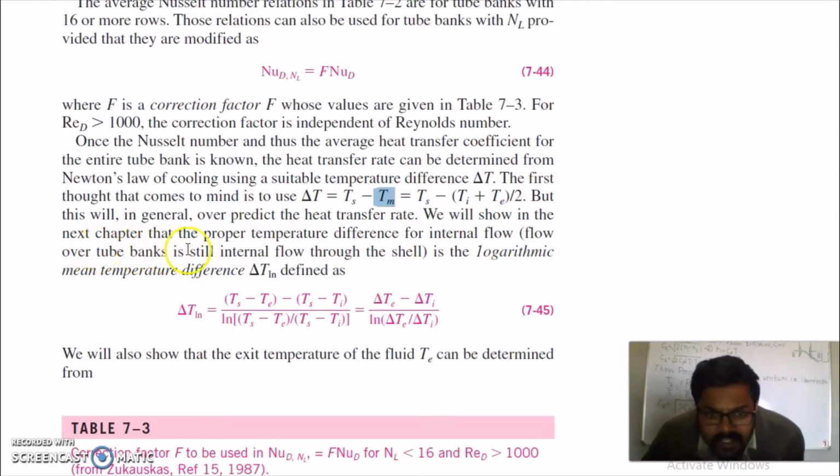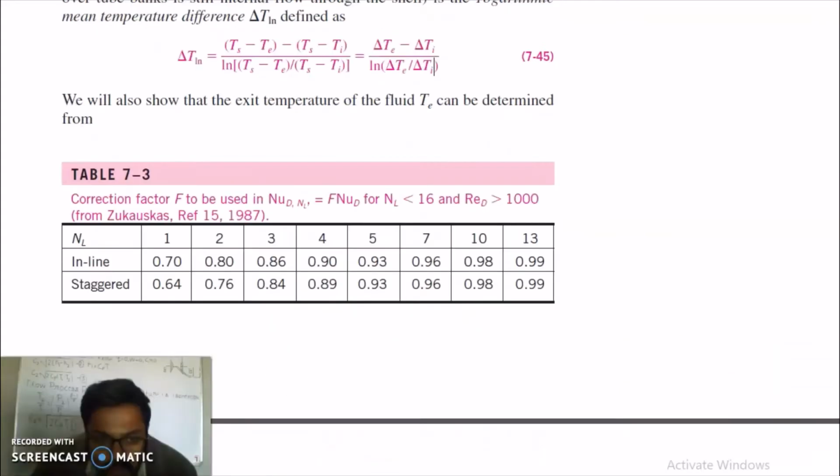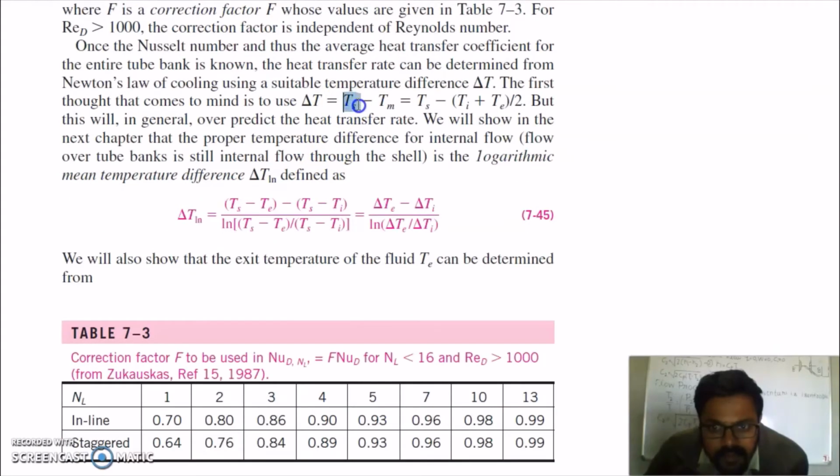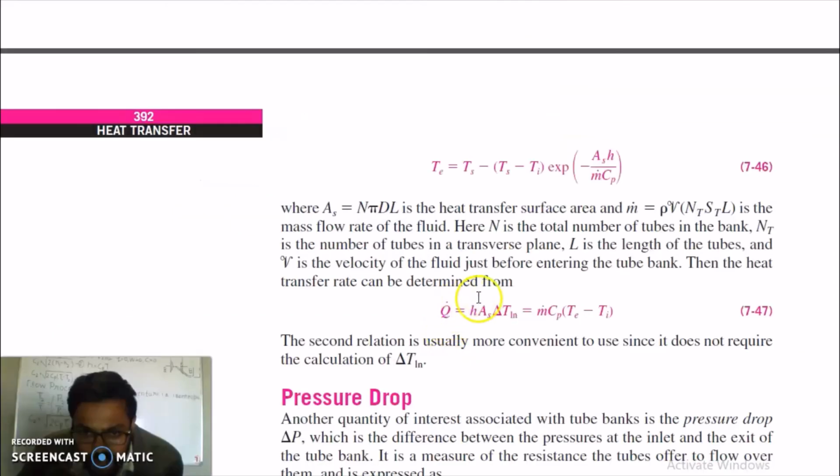We will show in the next chapter that the proper temperature difference for internal flow is the logarithmic mean temperature difference, that is delta T ln, which is defined as (Ts minus T exit) minus (Ts minus T inlet) divided by the log of these two, which is equal to (delta Te minus delta Ti) divided by the log of this. So this Ts in this case is your surface temperature. Now the heat transfer rate can be determined from the convection coefficient, area of surface, and delta T ln.